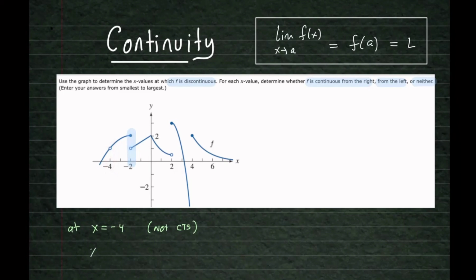So we see that x equals -2 is not continuous, but wait a second. If you look closely, this circle is filled in. So it can actually come from the left. And here the limit from the left side and the function value at -2 match. So you can say that the limit as x approaches -2 from the left side of the function f of x is equal to f of -2. Because of that, it's actually continuous from the left side.